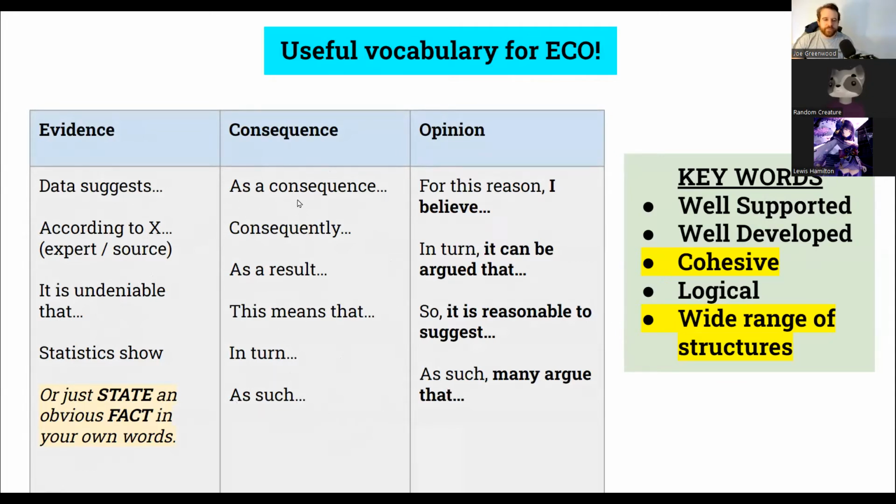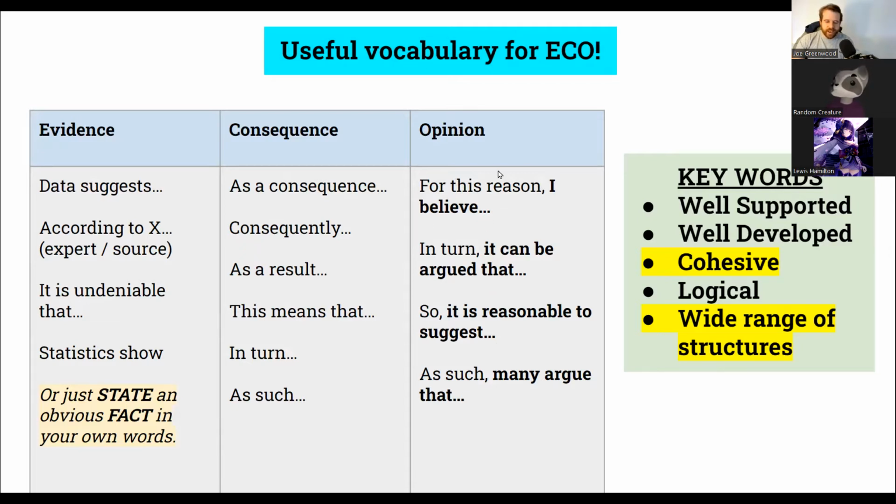These are all logical structures for sentences. This helps you use a wide range of structures. Don't use the same one in both body paragraphs. Use two different ones. An opinion, you can say, for this reason I believe. In turn, it can be argued that. So it's reasonable to suggest, or as such many argue that.